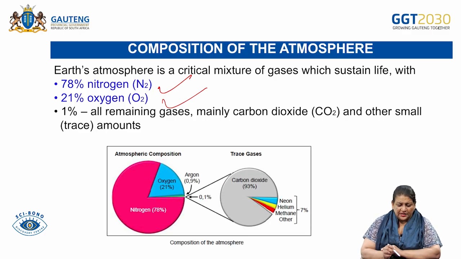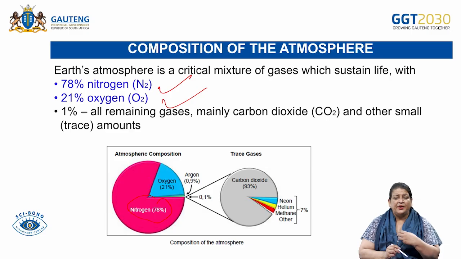So here's a little pie chart to show you that our atmosphere is made up of 78% nitrogen and 21% oxygen. And nitrogen is an inert gas. It can only be activated by certain organisms in the soil, like your nitrogen-fixing bacteria. So although we may inhale it, it won't have any effect, because whatever we inhale, it will be exhaled again, because nitrogen is not going to be used by the lungs when you inhale it.